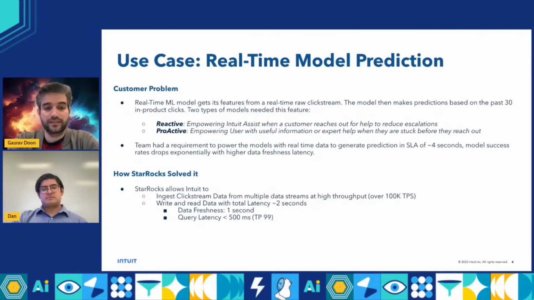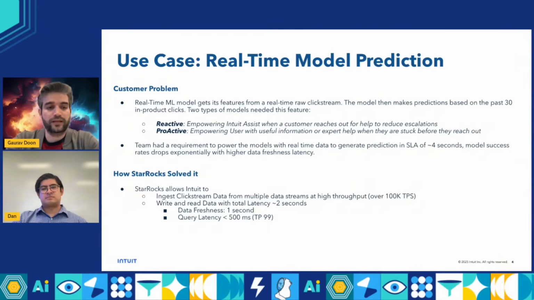This reduces escalations by a lot and helps the customer get the help as quickly as they need, so that it's less escalations and less problems for our end customers.